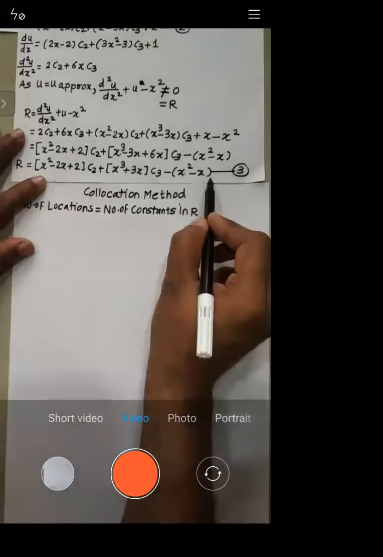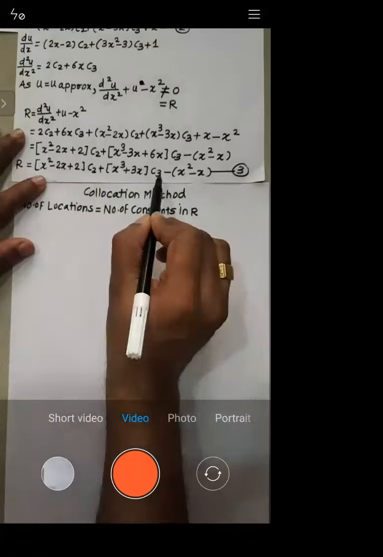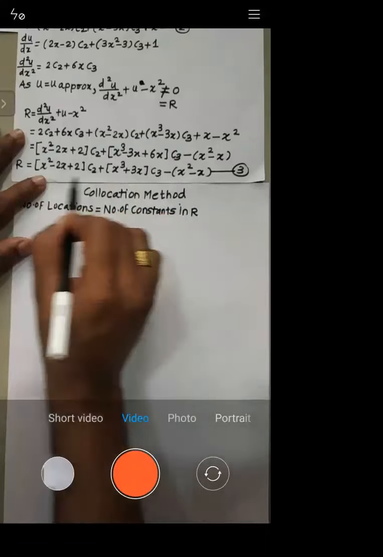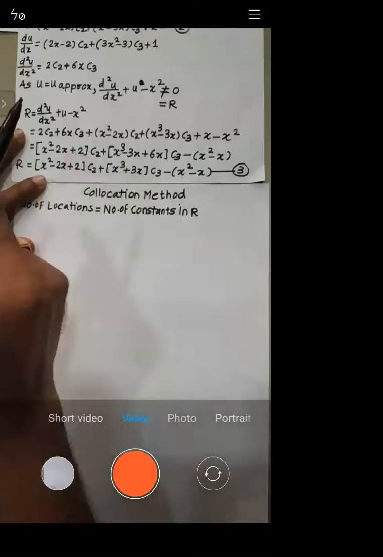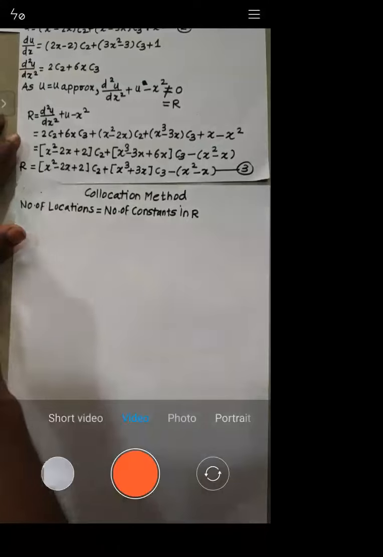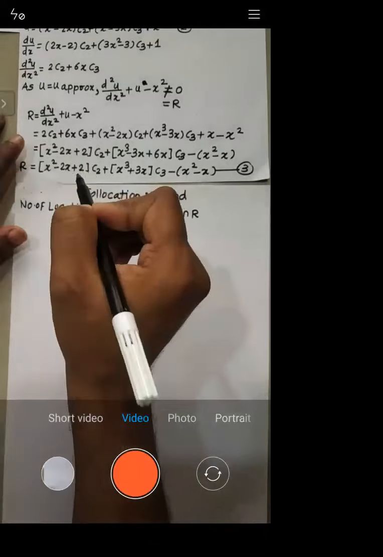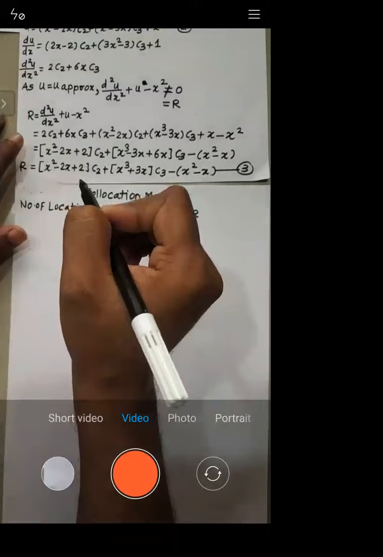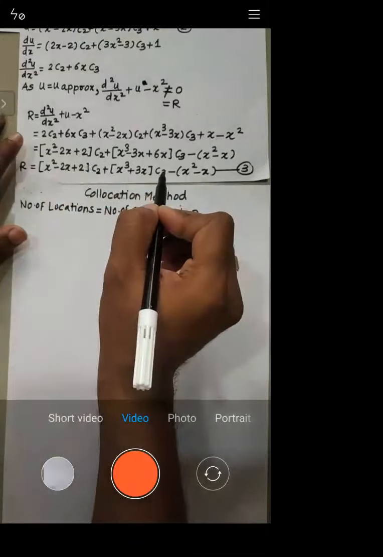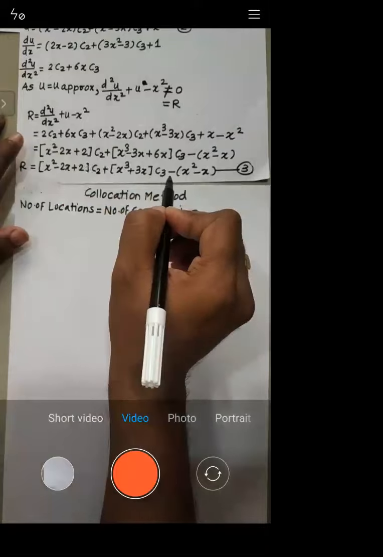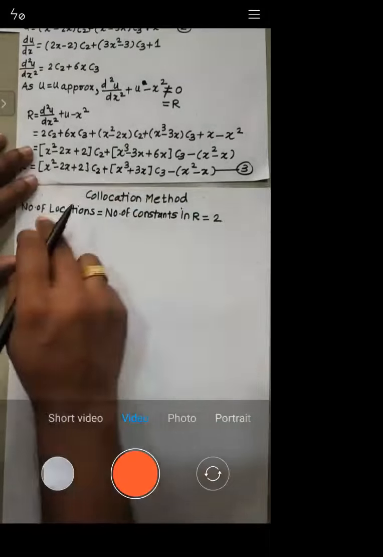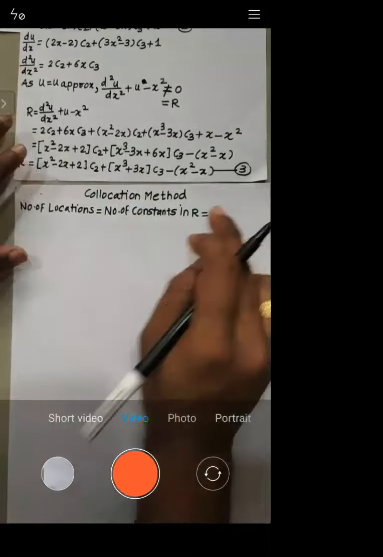See, you need to solve this equation. In this equation, how many unknowns or constants are there? 2 constants, right? Can you solve a single equation with 2 unknowns? You can't. So to calculate the values of 2 constants, you should have 2 equations. How will you get those 2 equations? By taking 2 locations. So the number of locations equals the number of constants in R, and these are 2.